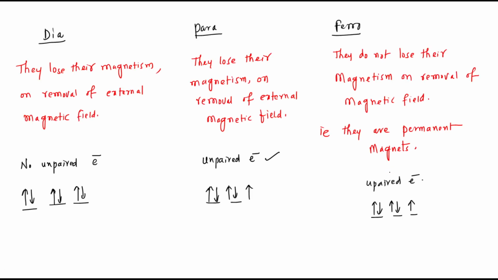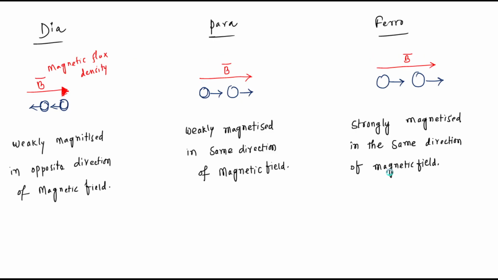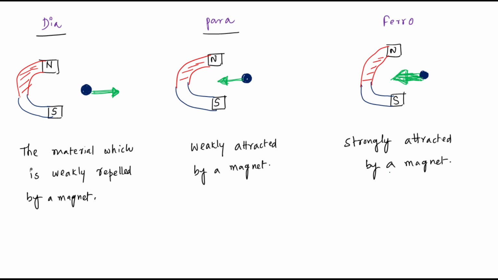Okay, what is diamagnetic material? The material which is weakly repelled by a magnet. What is paramagnetic material? The material which is weakly attracted by a magnet. What is ferromagnetic material? The material which is strongly attracted by a magnet. This is nothing but dia, para and ferromagnetic materials.